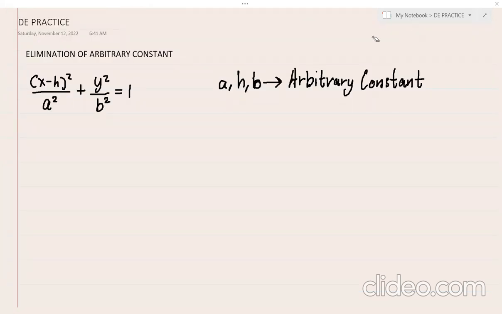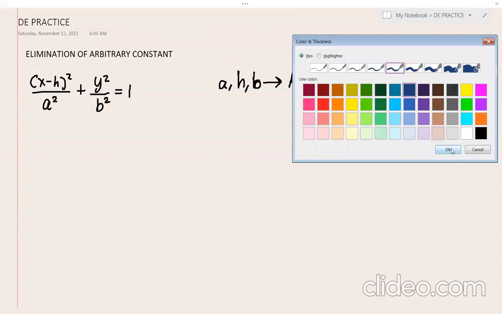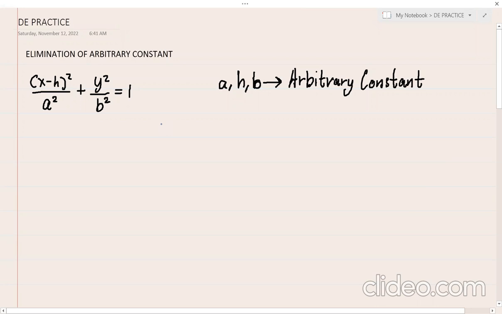Now, how about naman pagdating dito? So, we have the square of x minus h all over a squared plus y squared all over b squared is equal to 1. Now, the same step pa rin tayo, guys. Okay? Basically, let's count how many arbitrary constants are given. So, we have 1, 2, and 3. So, meron tayong tatlong arbitrary constant.